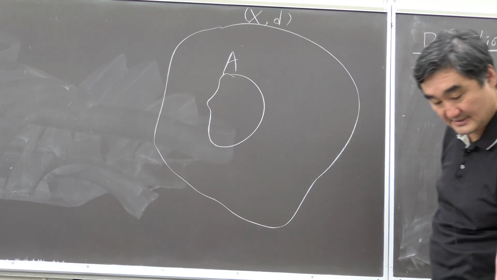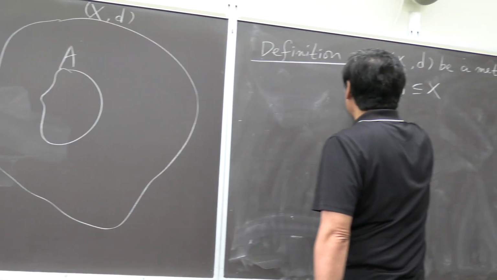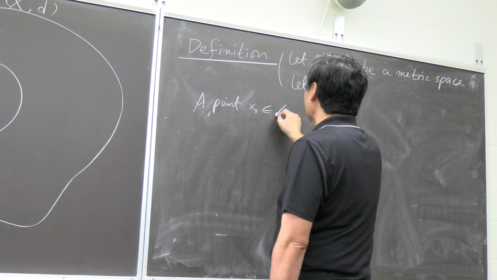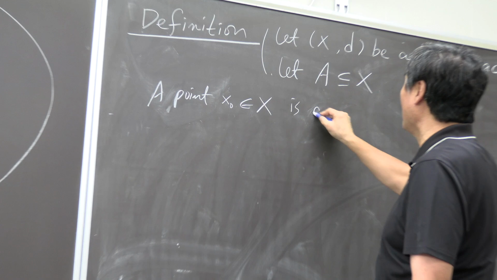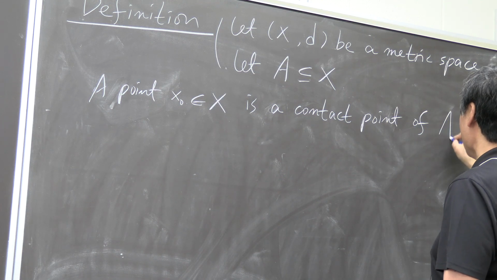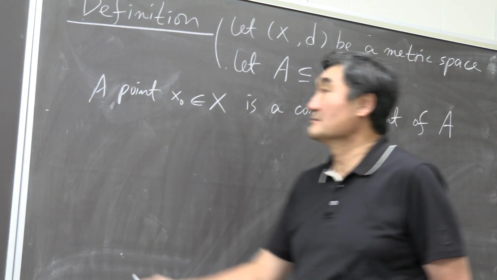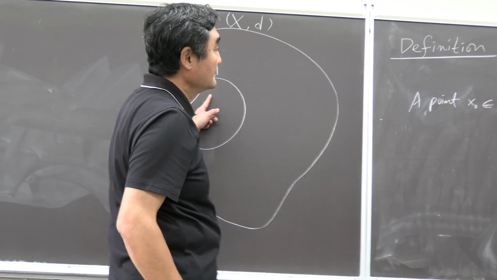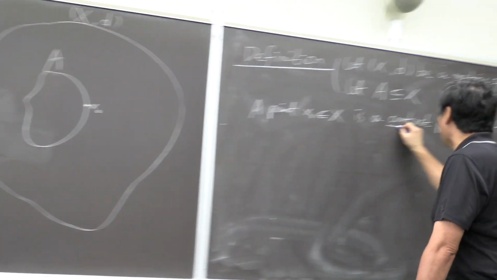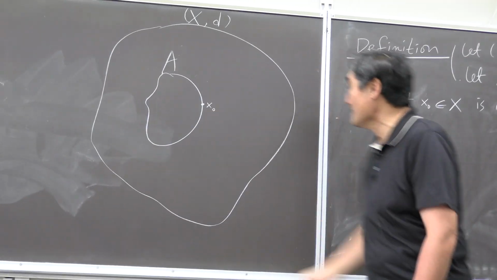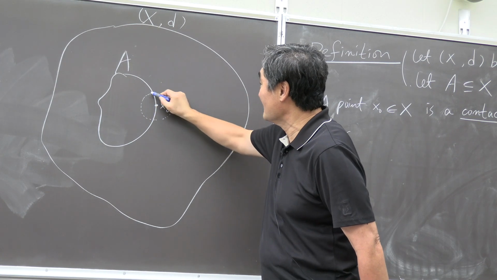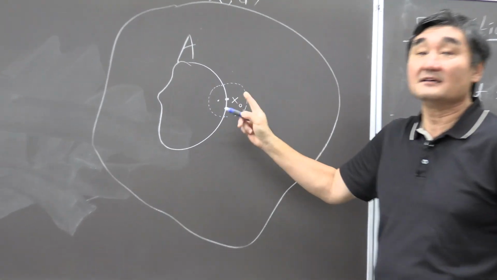And we say that a point X naught in the metric space X is a contact point of the subset A. That's what we want to define here. We have the whole metric space X and a subset capital A of it. A point X naught is a contact point of the subset A if every neighborhood around X naught, every open ball around X naught, contains some element in the subset A.